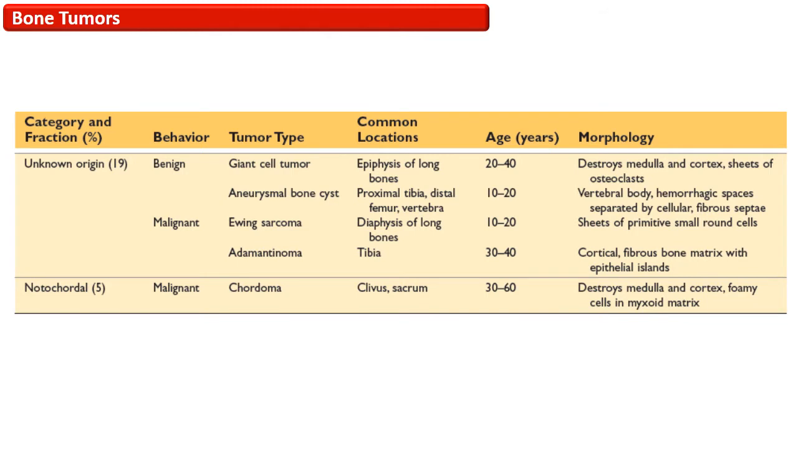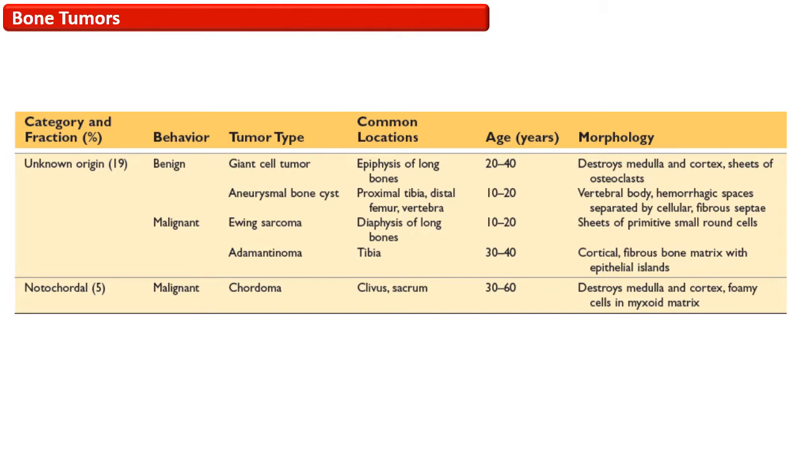Earlier we have discussed the chondrogenic and osteogenic tumors. There is another category of bone tumor, that is the tumors of unknown origin, and they comprise benign and malignant tumors. The benign tumors in this category are giant cell tumor and aneurysmal bone cyst. The giant cell tumor involves the epiphysis of the long bone, and they affect individuals between the age of 20 to 40 years. The aneurysmal bone cyst affects the proximal tibia, distal femur and the vertebra, and individuals are affected during the second decade of life.